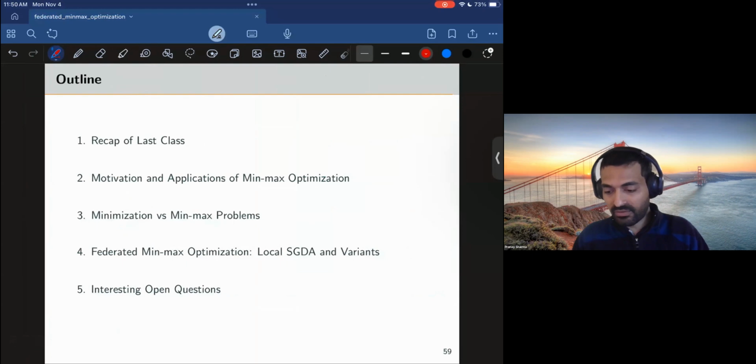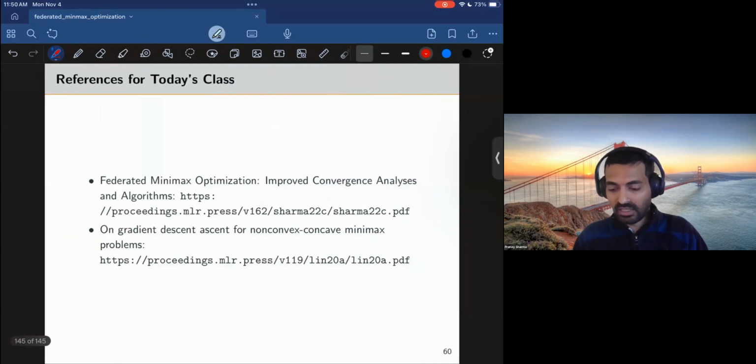This is a recap of the lecture. And these are the two main references you can consult for this lecture. This is from ICML 2020, and this is one of my papers.